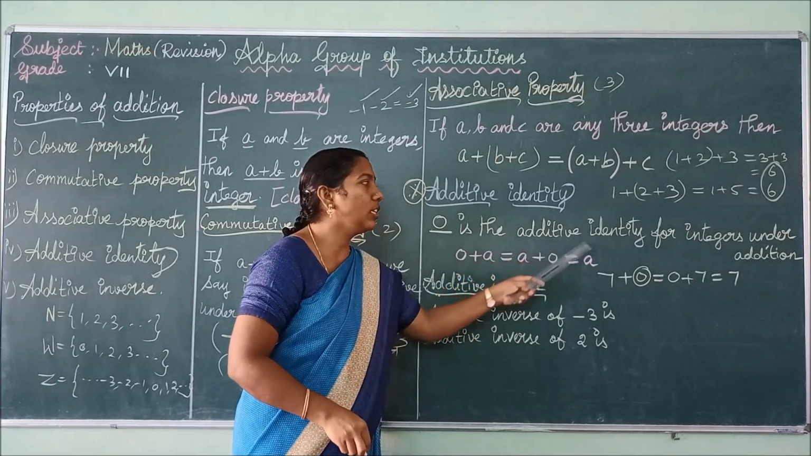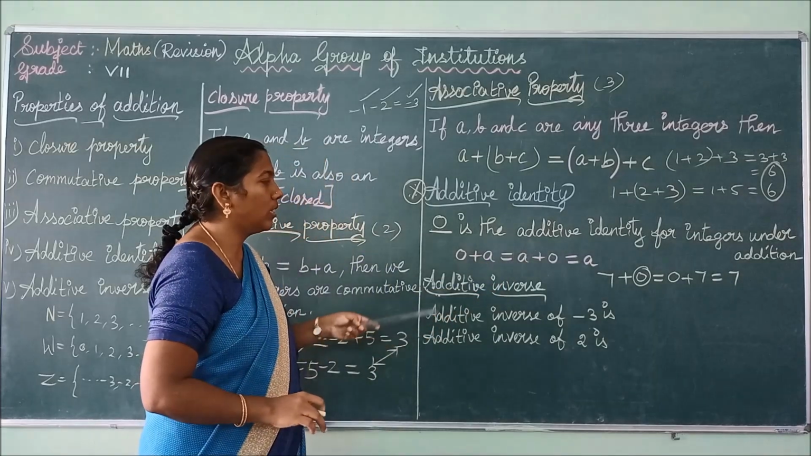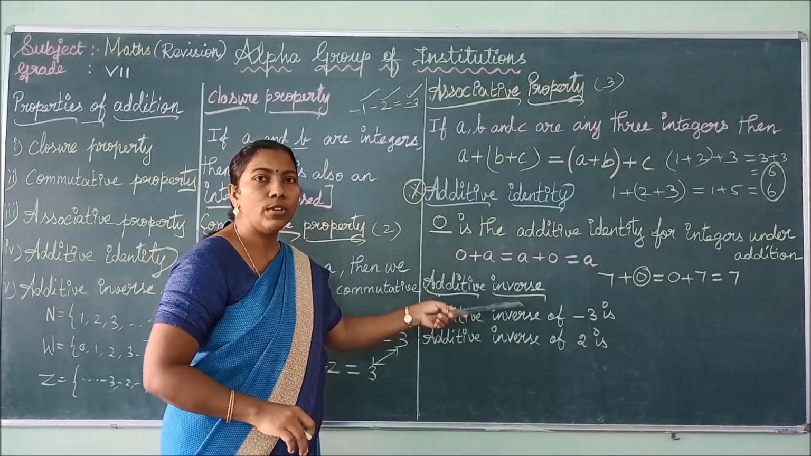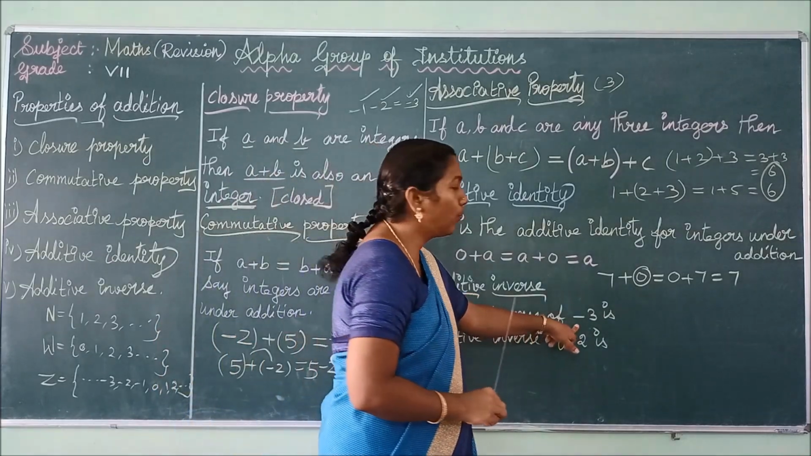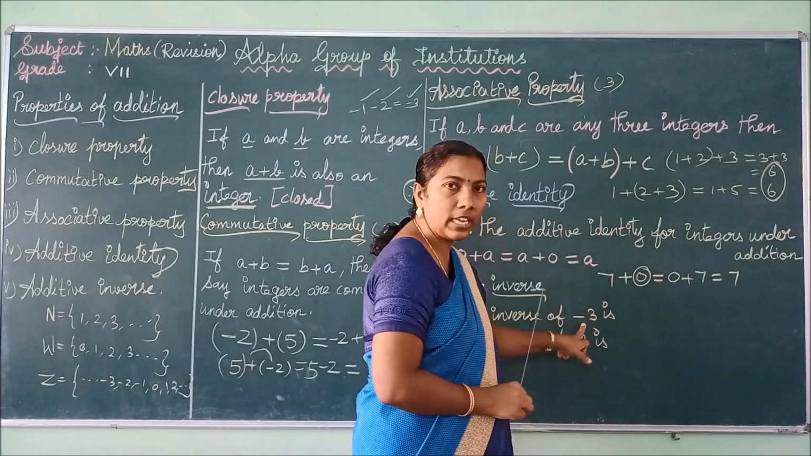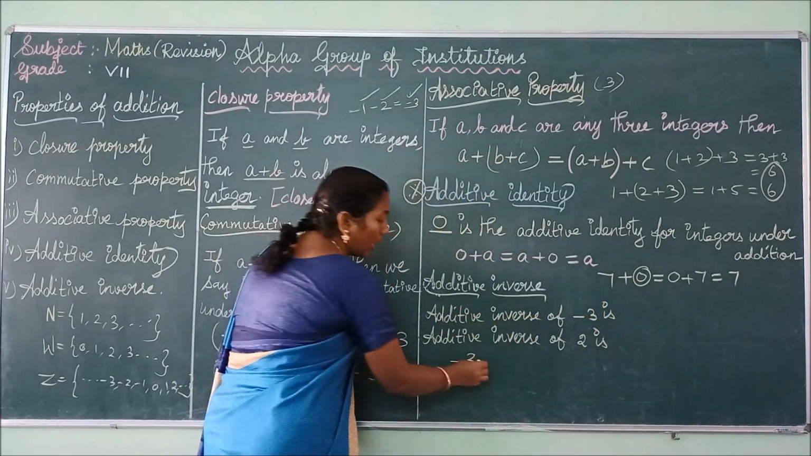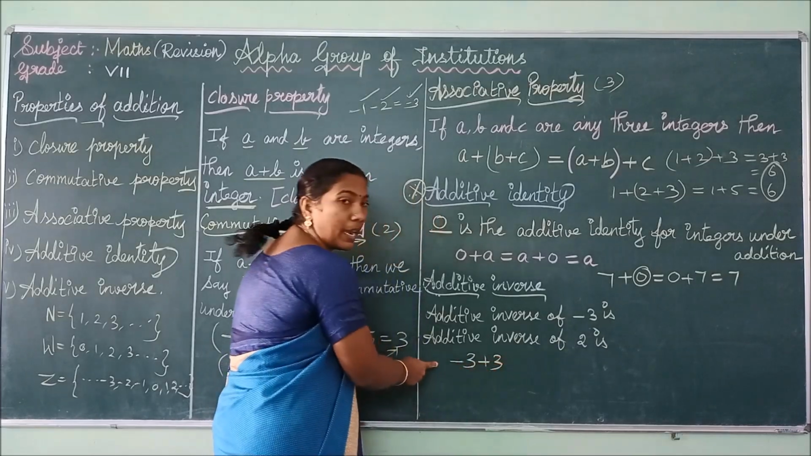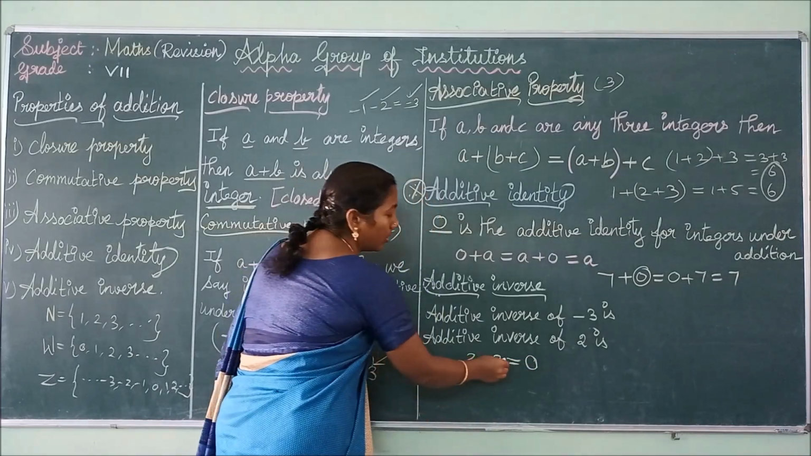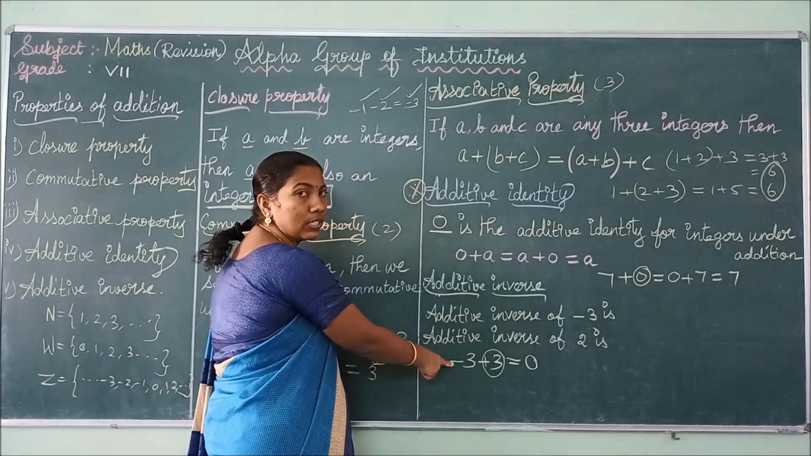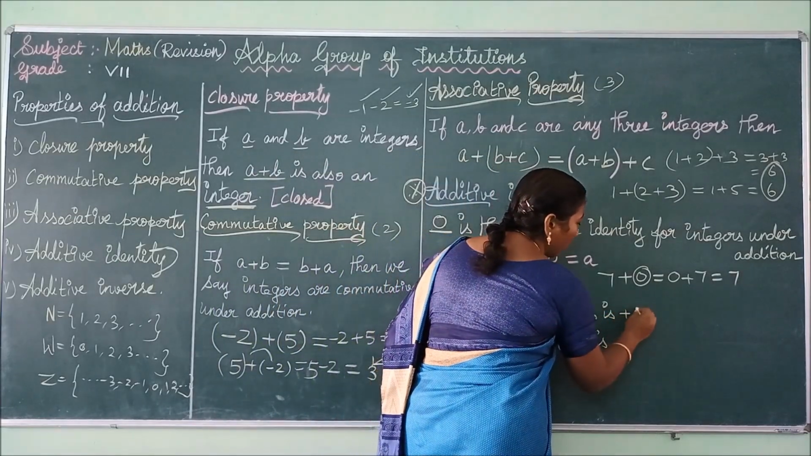Why are we using this word additive? Because the operation is addition. See the next one. This is also important: additive inverse. What is additive inverse? We have to take any integer. If you add some other integer with that, you get the answer 0. For example, I am taking -3. I am adding plus 3 with this -3. I get the answer 0, the additive identity. So we can call this plus 3 the additive inverse of -3.